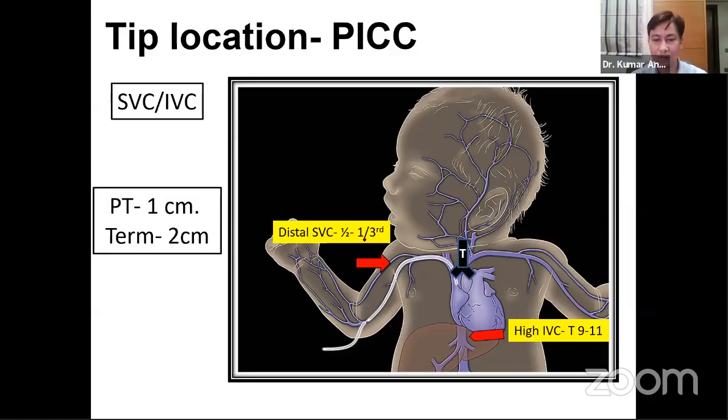In term infants, outside 2 centimeter outside the right atrium. And some of the study also found that we can target the upper limb PICC catheter in the right tracheobronchial triangle. So this is trachea and this is the right bronchus. So we target the tip of the upper limb catheter here only. Anything not in this area is not called a peripherally inserted central catheter. It would be just like a midline catheter or any peripheral catheter.